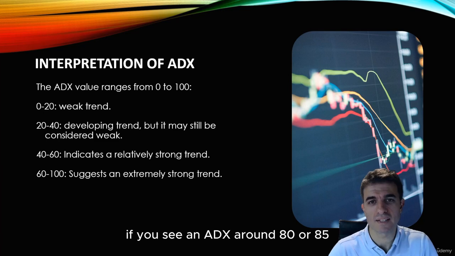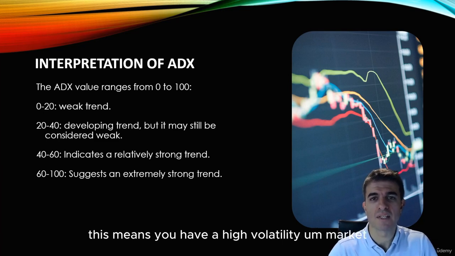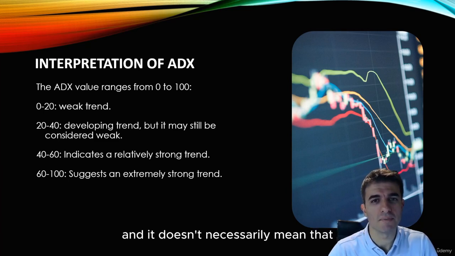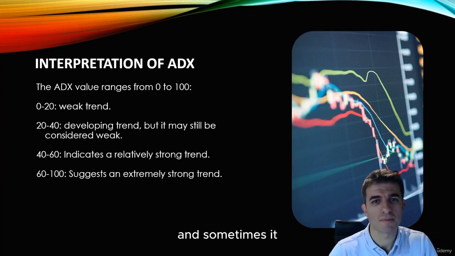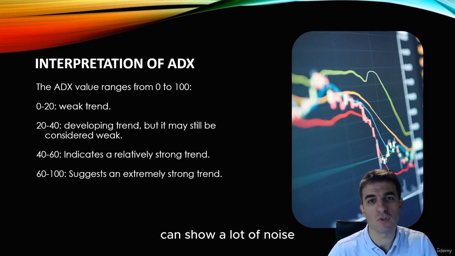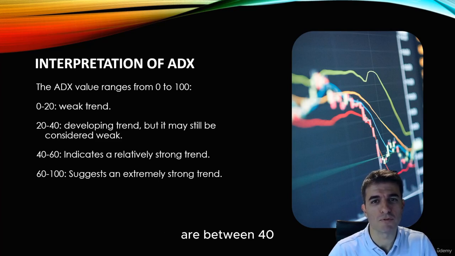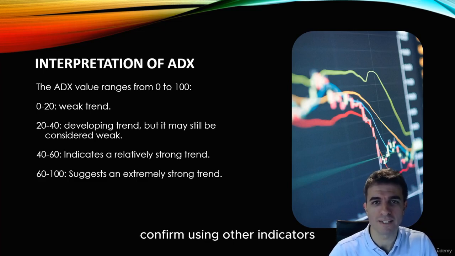So if you see an ADX around 80 or 85, this means you have a high volatility market. And it doesn't necessarily mean that you have a strong trend or an extremely strong trend. Sometimes it can show a lot of noise as well. So the optimal values, I would say, are between 40 and 60 for the ADX as a confirmation of the current ongoing trend that you can also confirm using other indicators.